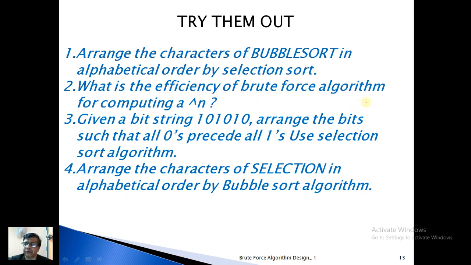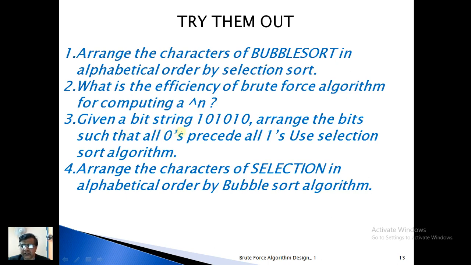What is the efficiency of the brute force algorithm for computing a to the power of n? You write a for loop. You assume power equal to 1, so power equals power into a, and the for loop runs for n number of times, because n is the exponent. So the complexity should be big theta of n.